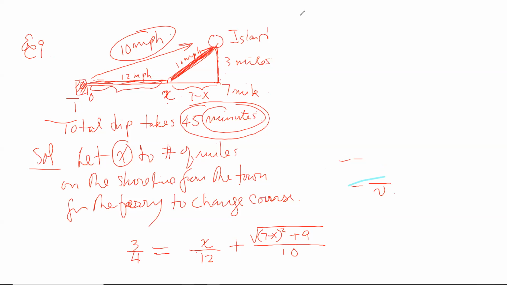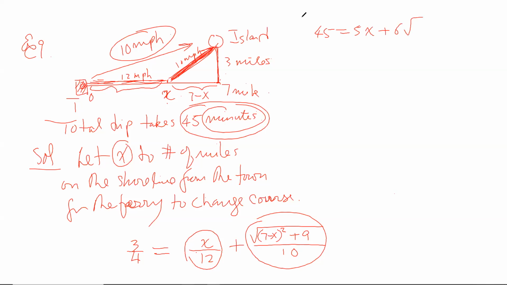Now after I have this equation, you understand how I build this equation, right? This is the time used along the shoreline. This is the time I used in the ocean. So therefore, you need to clear the denominator, which is 60. So you get 45 equal to 5 times x plus 6 times the square root of 7 minus x quantity squared plus 9. Okay? And then you need to clear this. So you get 45 minus 5x equal to 6 times this.